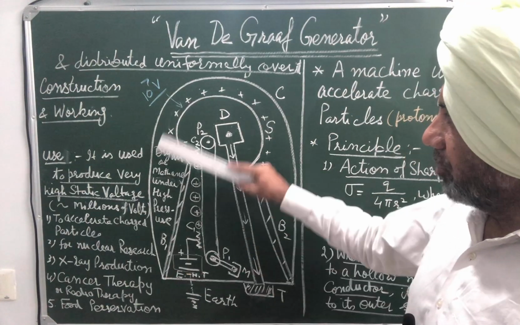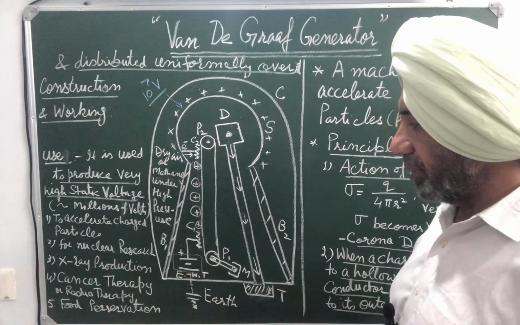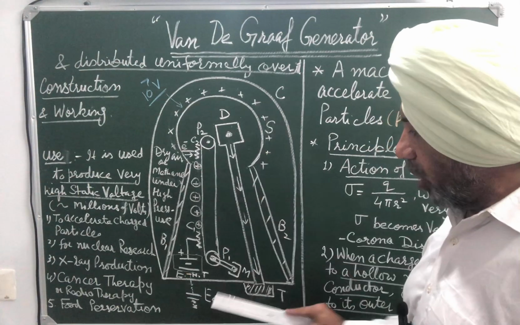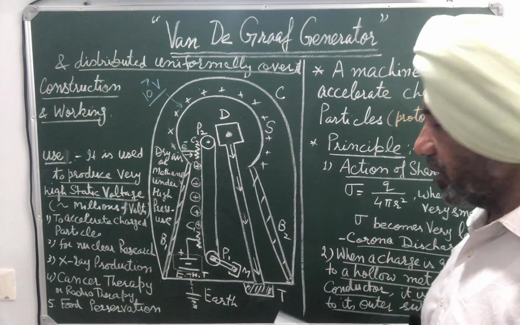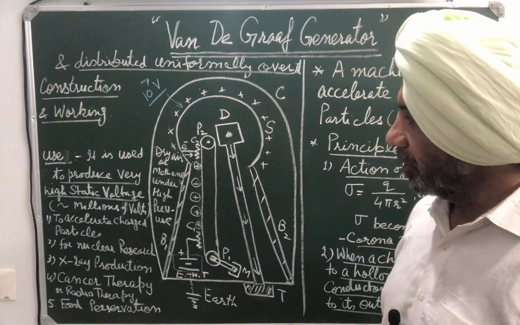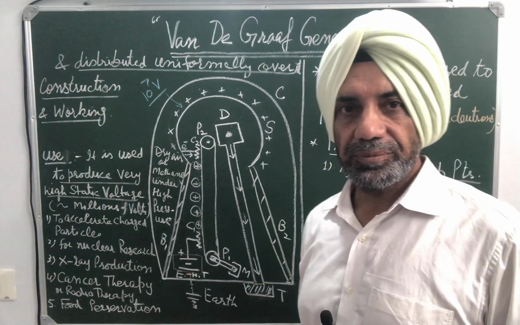So this is the working of this Van de Graaff generator. This steel chamber is also earthed to avoid leakage of charge. So this is how Van de Graaff generator works.